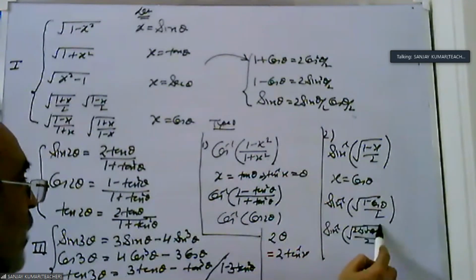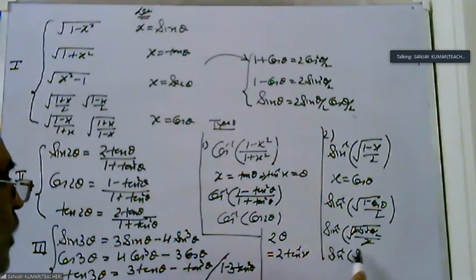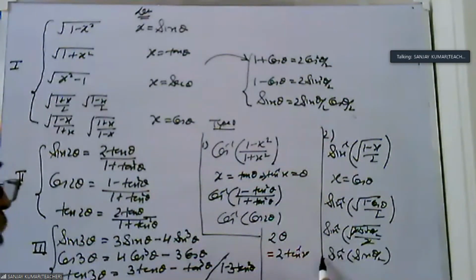If you cannot understand the writing, it has been very good since my childhood. Look, this is sin inverse sin theta by 2. Now the answer is theta by 2, half of theta. We put the value of theta, that is cos inverse x. So this is the last type of inverse trigonometry.